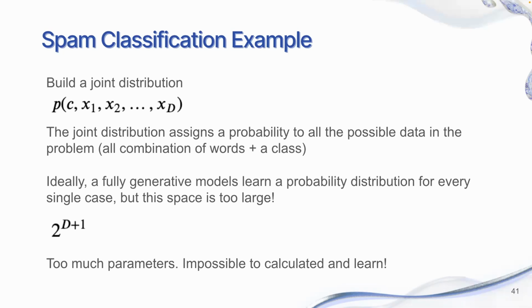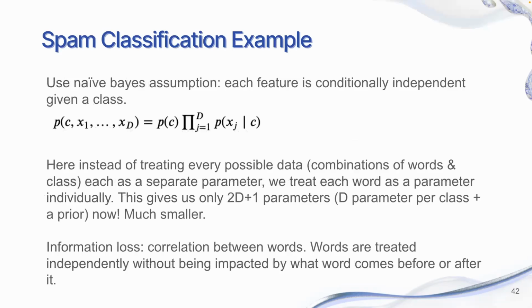So what we need to do is reduce the problem size, the dimension. And how do we do this? We use the naive Bayes assumption. So we assume that each feature here is conditionally independent from each other. Now we can convert this formula into a product of a bunch of probabilities.